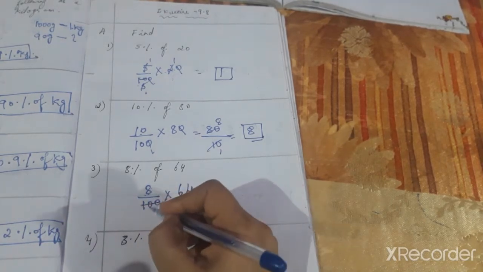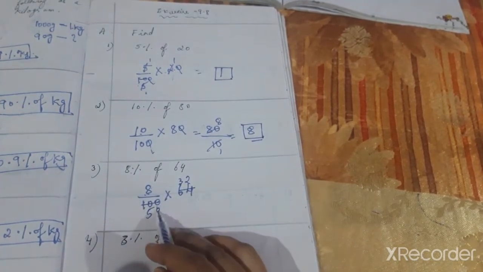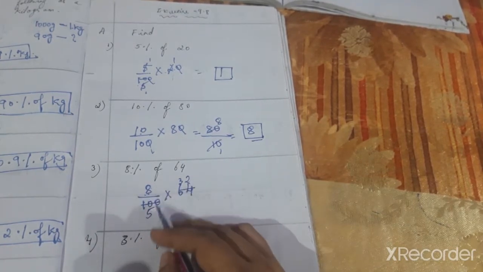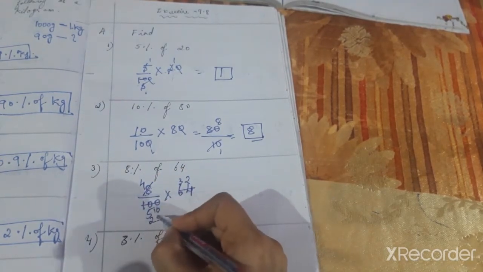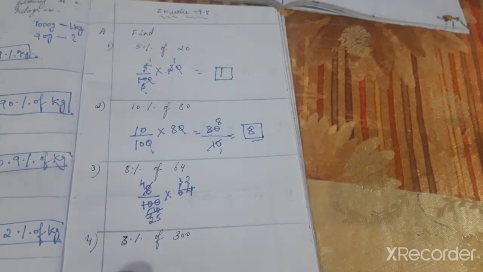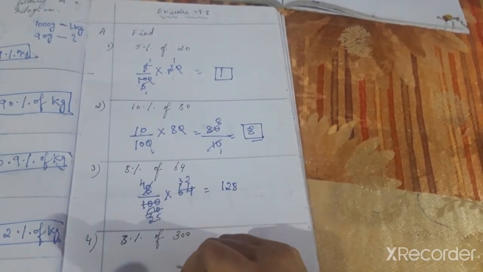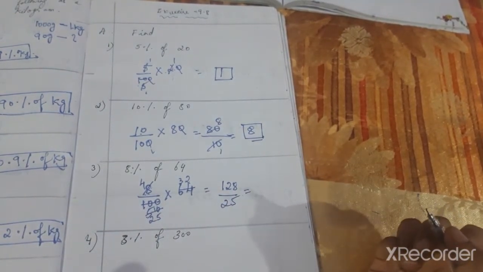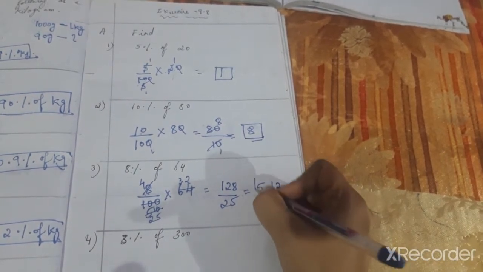So with 2 ones we can try. 2 5s are 10, 2 3s are 6, 2 2s are 4. Again, last here 0, here 2, so with this also we can cancel. 2 4s are 8, 2 2s are 4, 1 carry, 2 5s are 10. Now 4 into 32 divided by 25. 4 into 32 is 128. 128 divided by 25. After division you get 5.12.